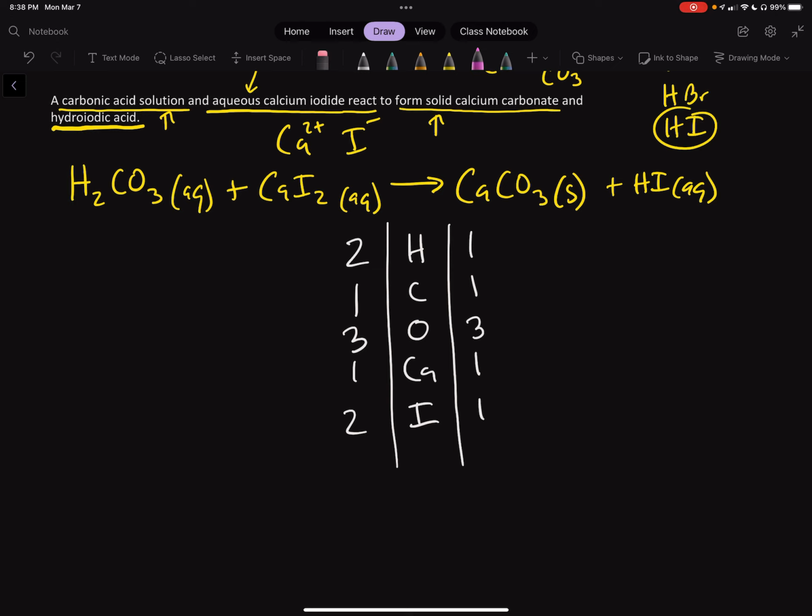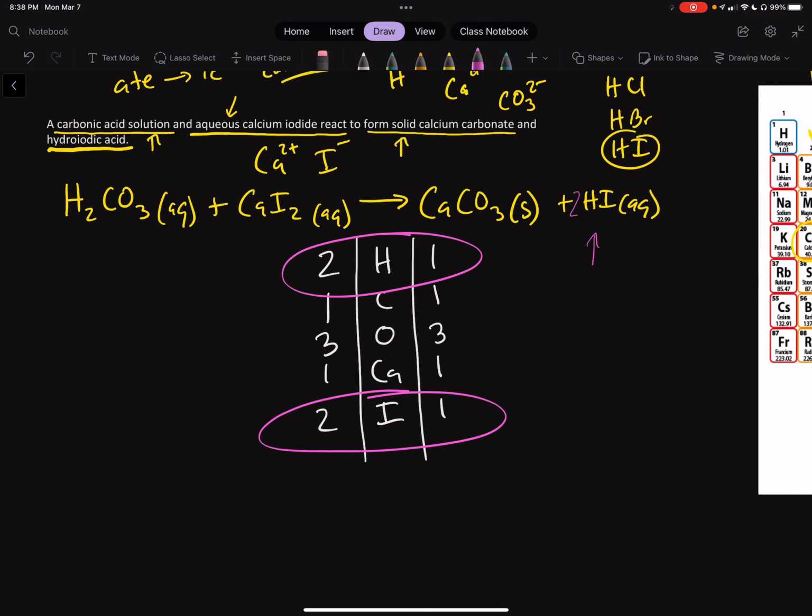So checking out what's not balanced, I see the iodine and the hydrogens are not balanced, but everything else is okay. And since we need 1 additional hydrogen and 1 additional iodine on the right side, we could just put a 2 in front of the hydrogen iodide, and that would be it.